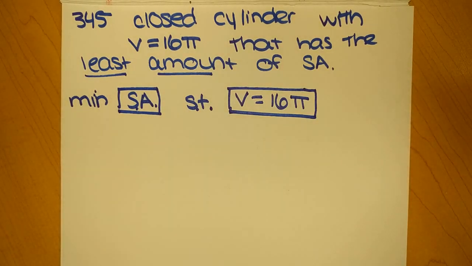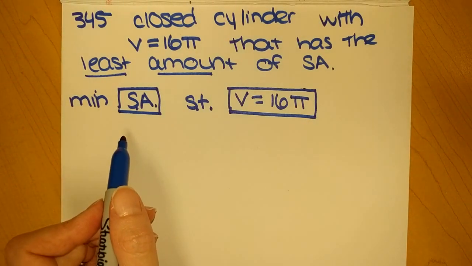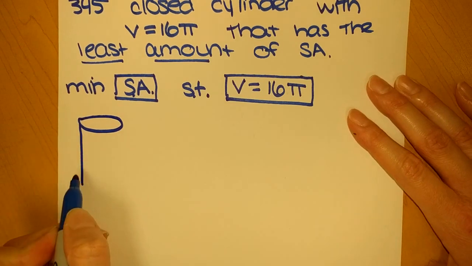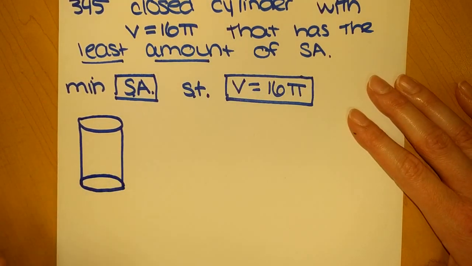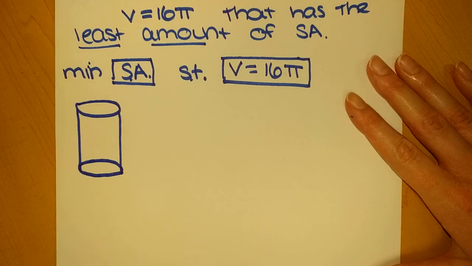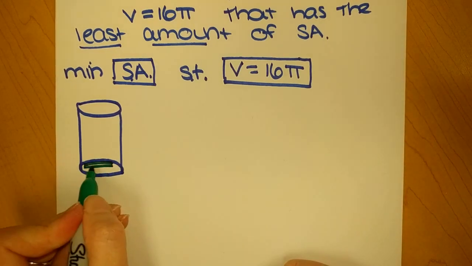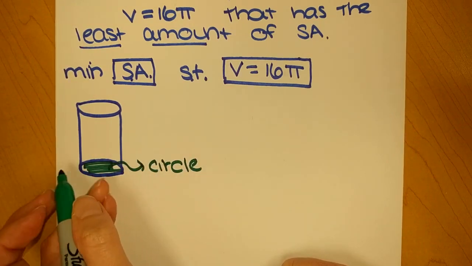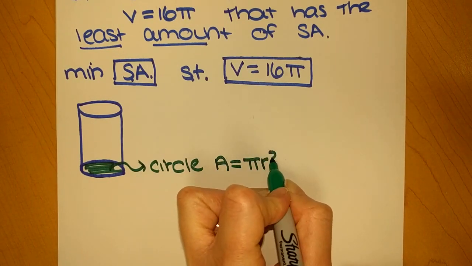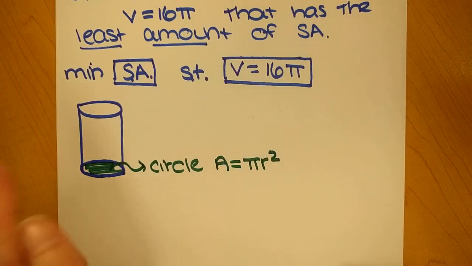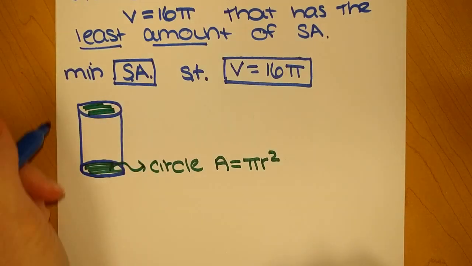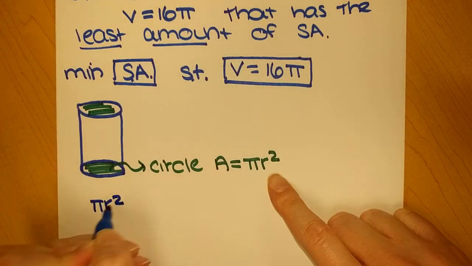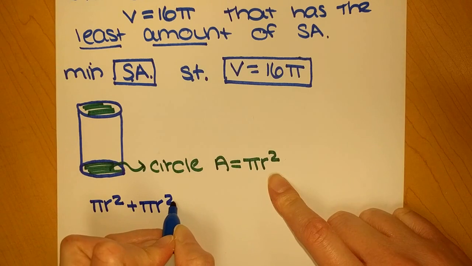Now, what's really nice about a closed cylinder is you can kind of reason out what the surface area would be and what the volume would be. So let's just take a minute to try to reason this through. If we think about covering this closed cylinder, we would have to cover the bottom of the cylinder. The bottom is just a circle, and we know the area of a circle is pi r squared. And when we cover the top, that will also be pi r squared. So our surface area formula will have a pi r squared for the top and another pi r squared for the bottom.